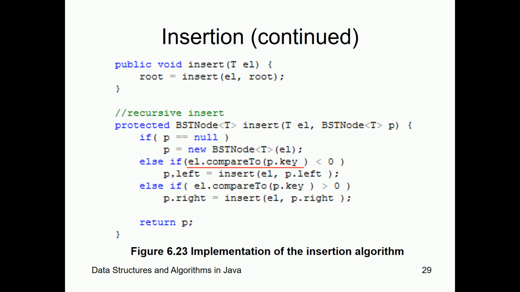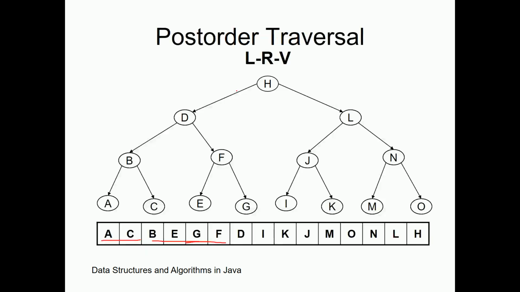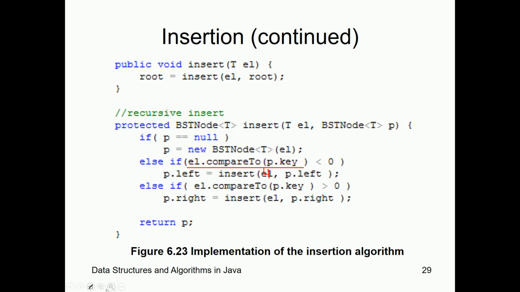I go here, and p dot left, I'm going to insert. Now check what is going to happen. I'm going to insert this 4 in the p dot left. What is p again? Remember, p was 15. So p dot left, what is it? For now, it's null. P dot left is null.